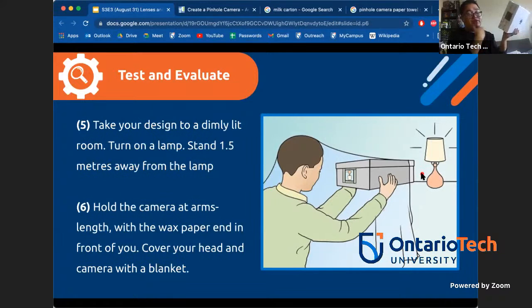What we're pointing towards us is the wax paper square that we created. That's our viewing side. And we want to point the pinhole, or the hole that we've created, at the object that we're trying to view. So in this case, it's going to be the lamp.